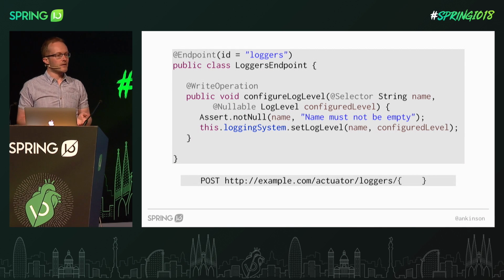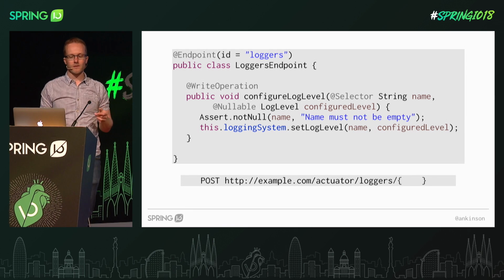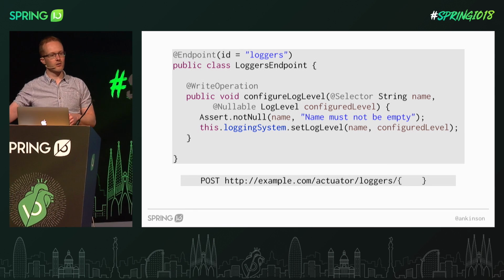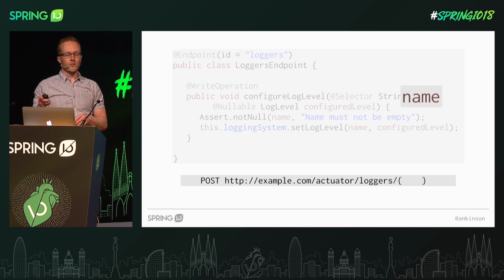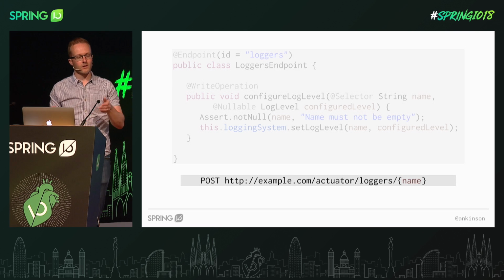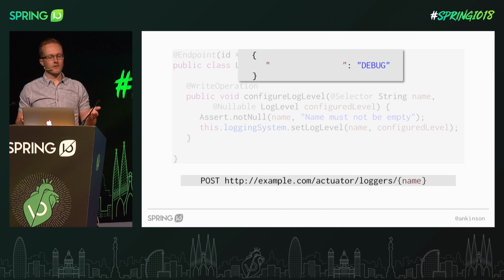So a write operation maps to an HTTP post. And as we've seen before, we've got /actuator/loggers, so the ID of the endpoint is getting pushed down into the URL. We've got the name, the logger name. It's annotated with selector, so it goes down into the path variables. And then we've also got the configured level, and that comes in the request body.